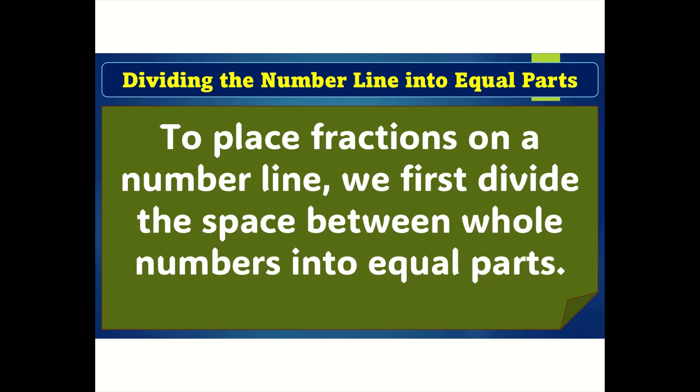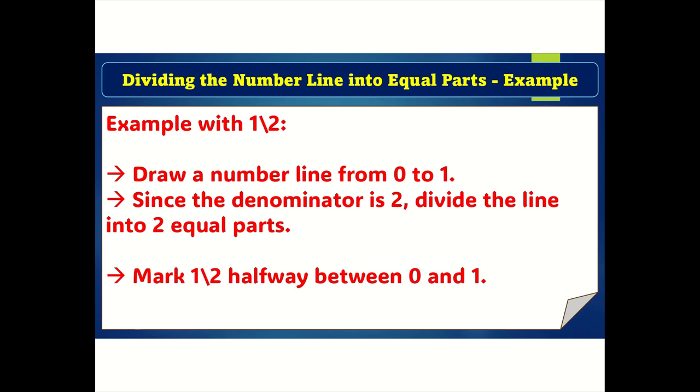Dividing the number line into equal parts. To place fractions on a number line, we first divide the space between whole numbers into equal parts. Example with 1/2. Draw a number line from 0 to 1. Since the denominator is 2, divide the line into two equal parts. Mark 1/2 halfway between 0 and 1.